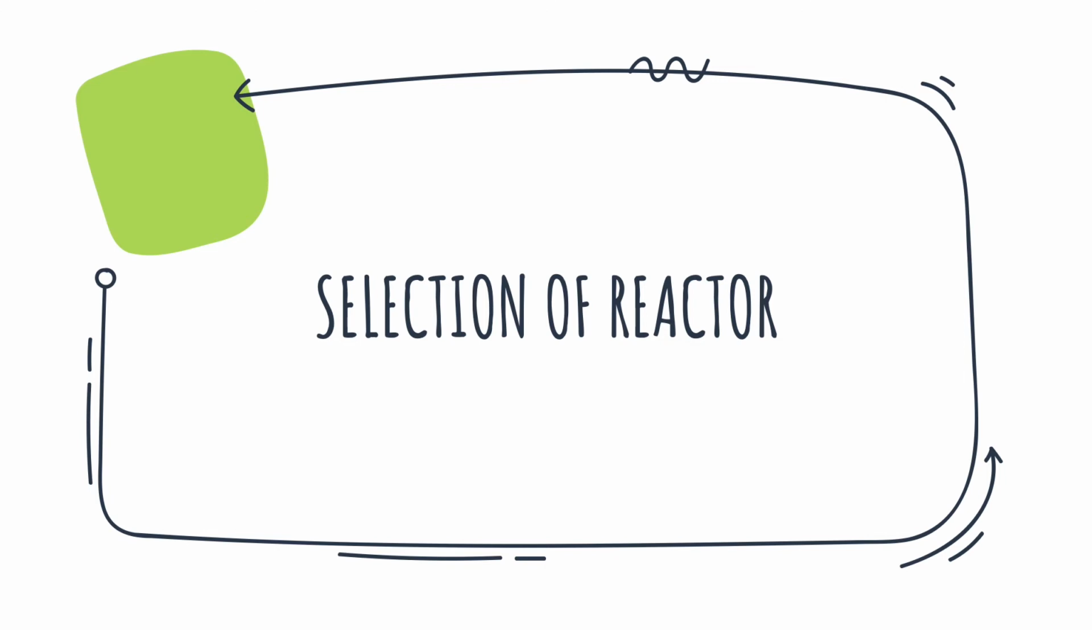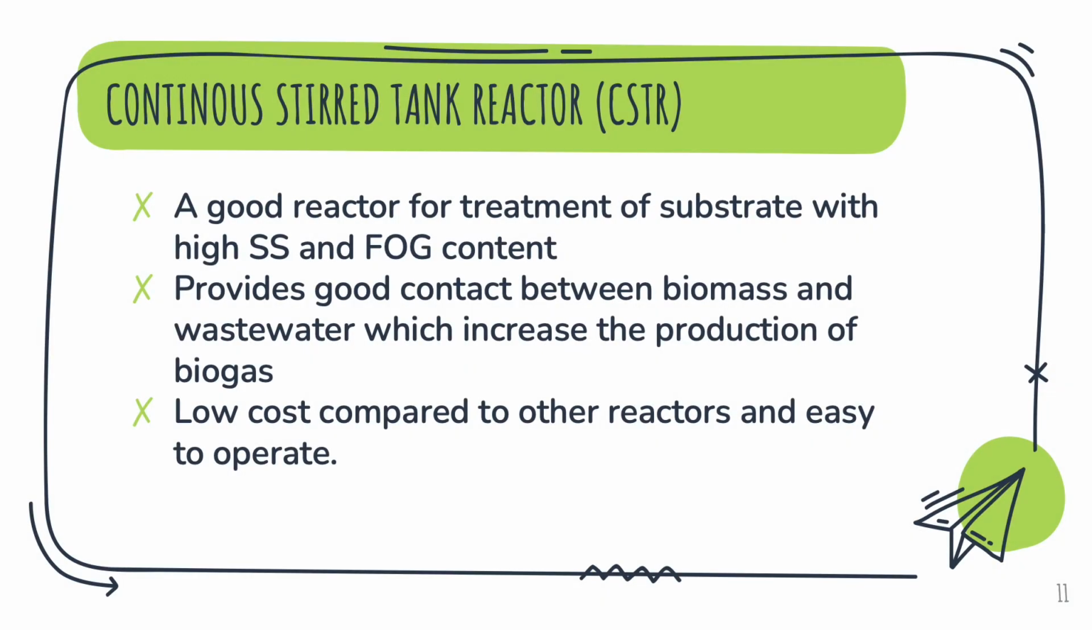Moving on to the selection of reactor, we have chosen to utilize the continuous stirred tank reactor or CSTR as it is a good reactor for the treatment of substrate with high suspended solids and FOG content. It provides good contact between biomass and wastewater, which increases the production of biogas. The cost is also low and it is easy to operate.